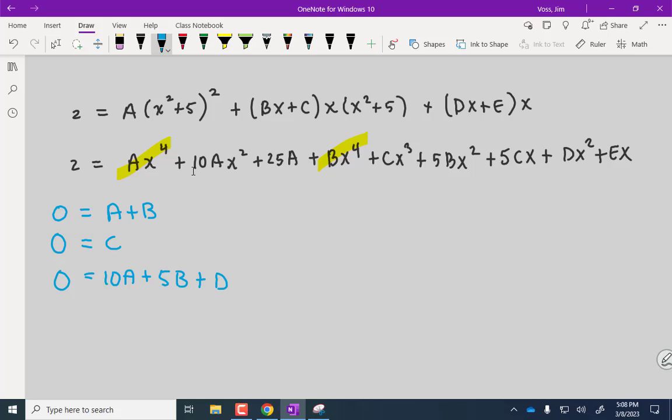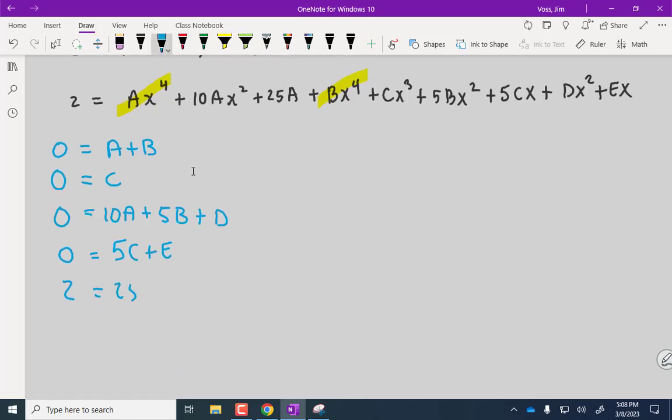How about power of x on the left? 0. Power of x on the right. No x, right there and there. So 5c plus e. Constant on the left is 2. Constant on the right, 25a. That's it, right? 25a. So a equals 2 over 25.